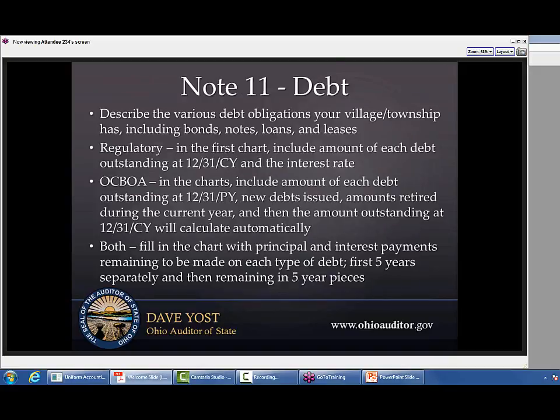Next up is debt. What you're going to want to do is describe the various types of debt obligations that your entity has, including all bonds, notes, loans, leases, et cetera. I'm going to give you a couple more page numbers to look at for this one.